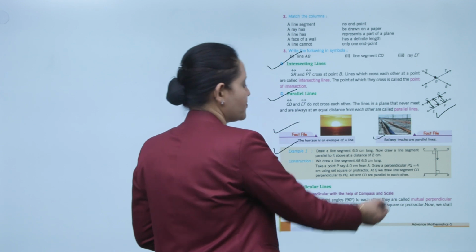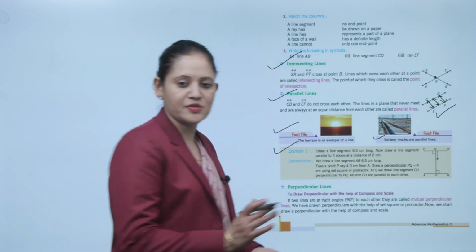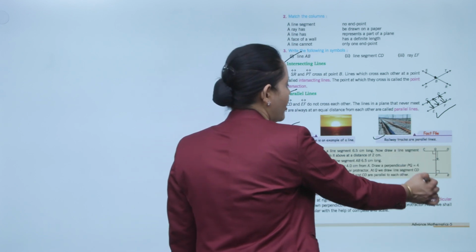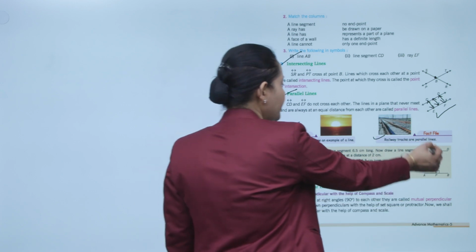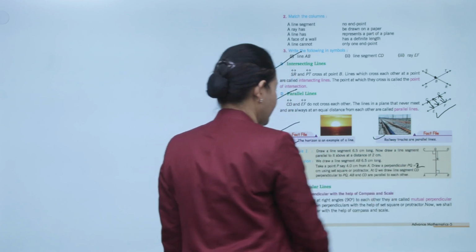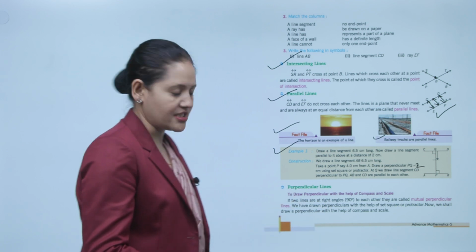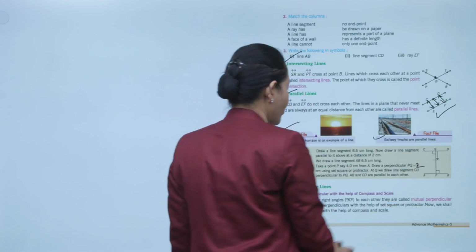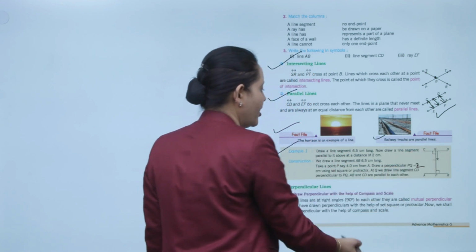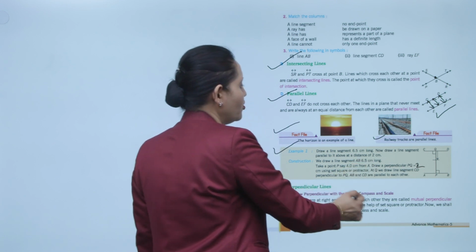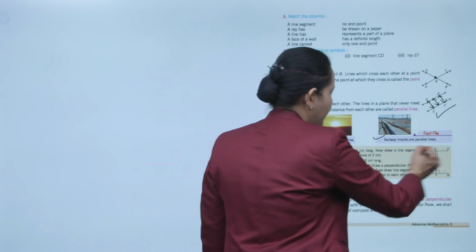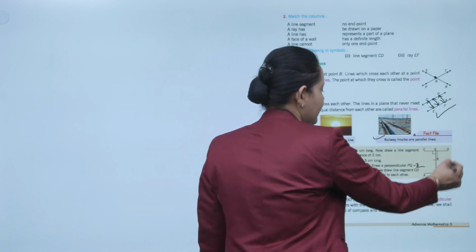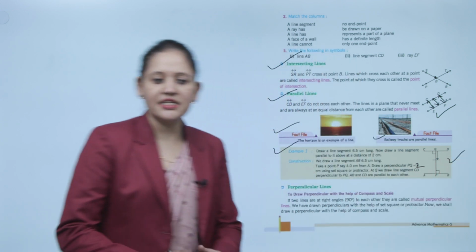What have we done? First, we have drawn a line segment AB that is 6.5 cm. Now we have taken a point P on it and drawn a perpendicular PQ on it, that is 2 cm away, using a set square or protractor. We take the distance of 2 cm here, and then from this point Q we draw a line segment perpendicular to PQ, so that AB and CD are parallel to each other.